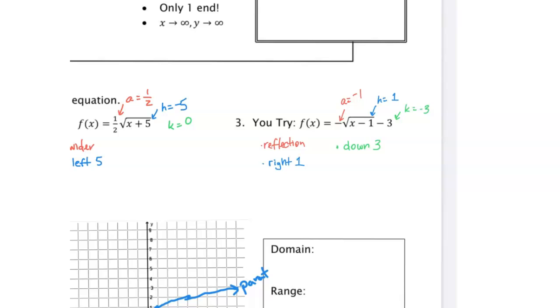All right, so we have an a value of -1. So therefore we have a reflection. Our h, go with the opposite of what you see, is a 1. So that means we're going to the right by 1. And then our k value is a -3. So that means that we're moving down by 3.